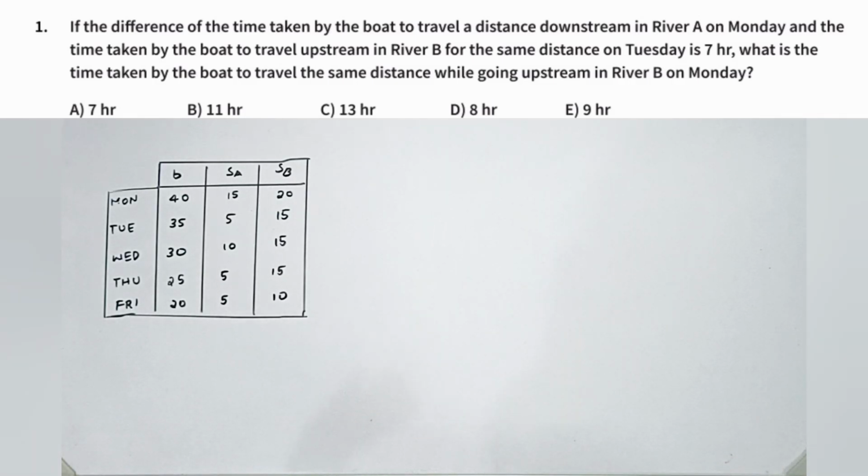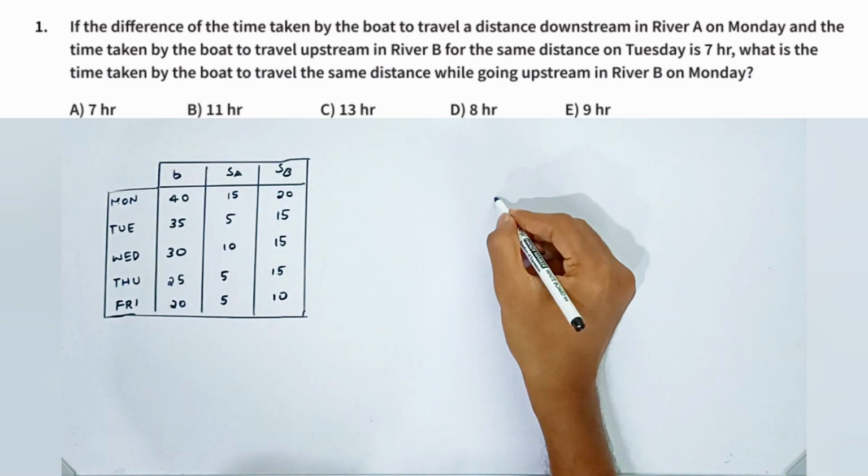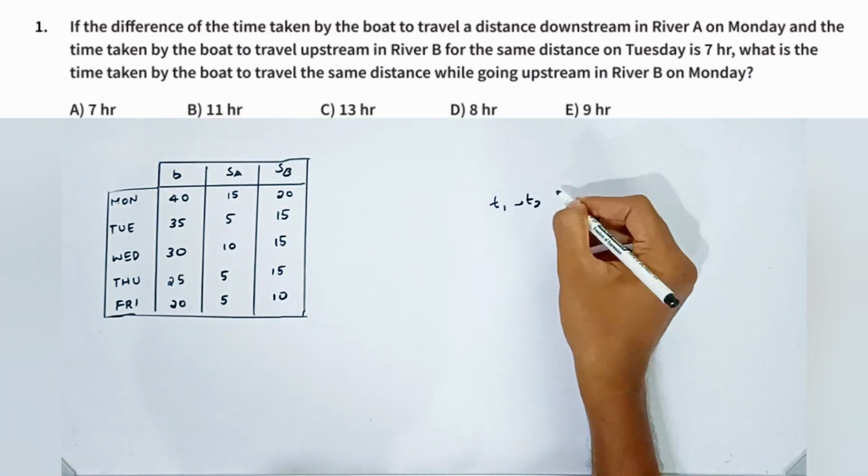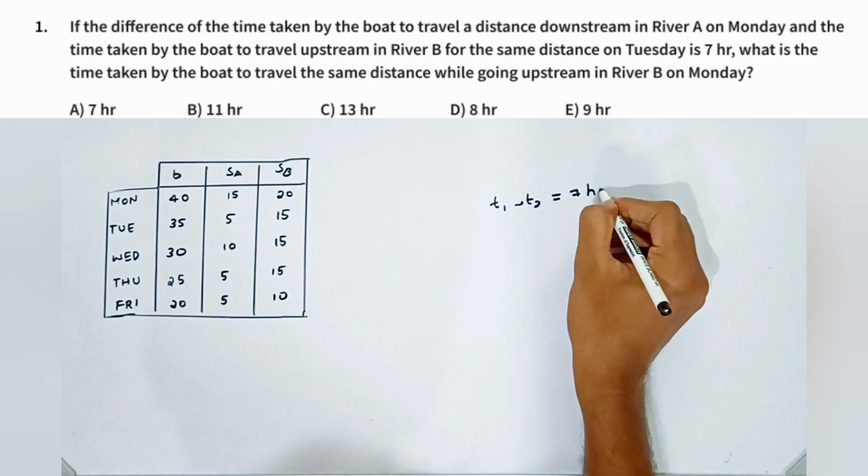If you are reading this for the first time, you might get confused. That's normal. What you have to do is break down the question into smaller pieces, and then we can easily solve this DI. It is given that the difference between the times taken is 7 hours. I know what T1 and T2 are, but the difference is given as 7 hours.